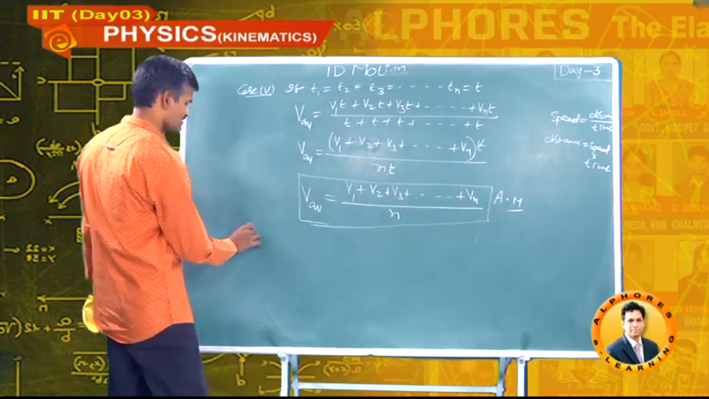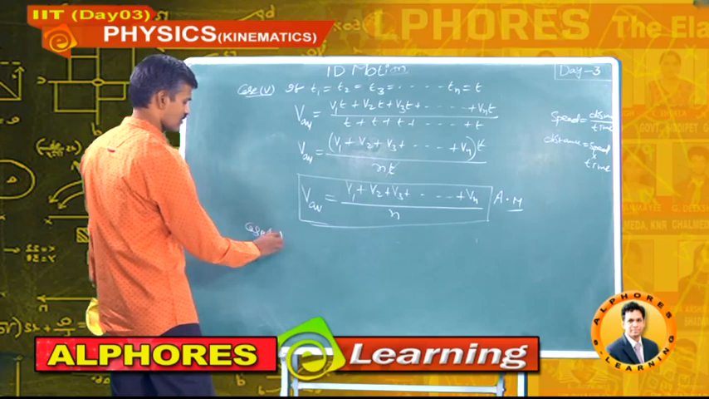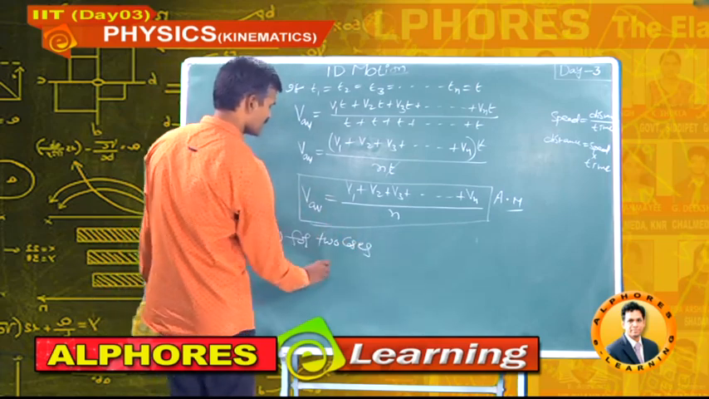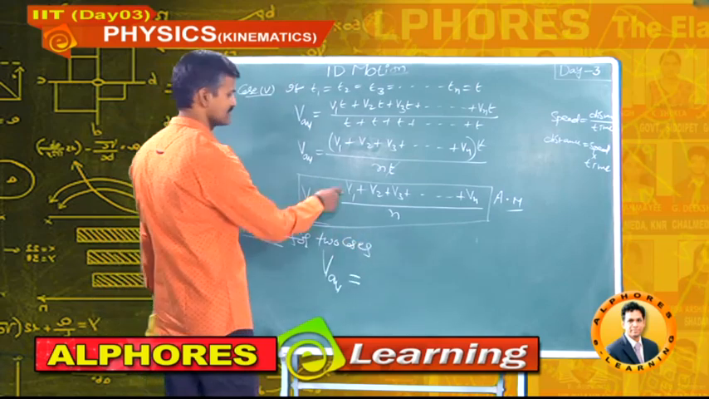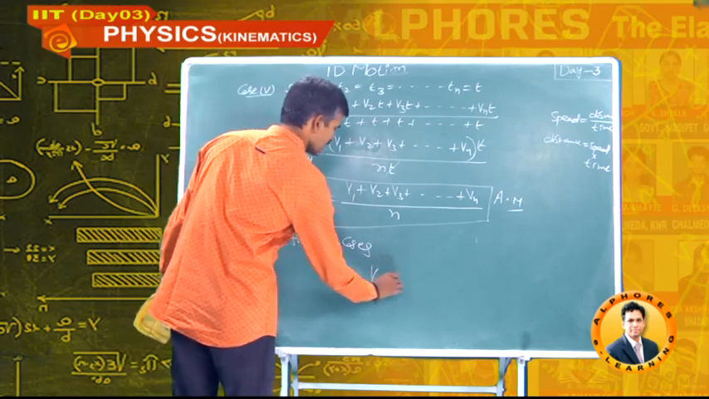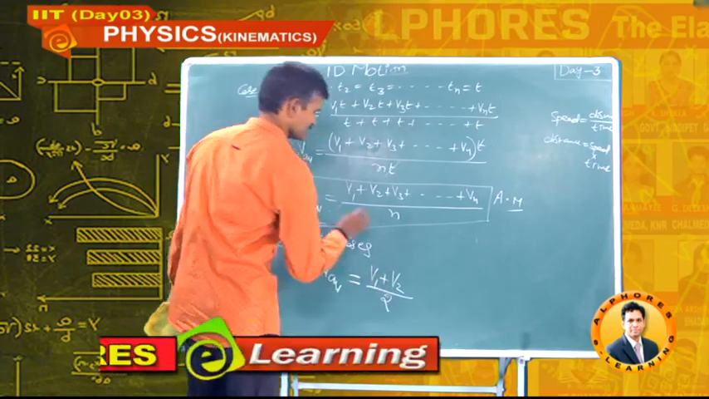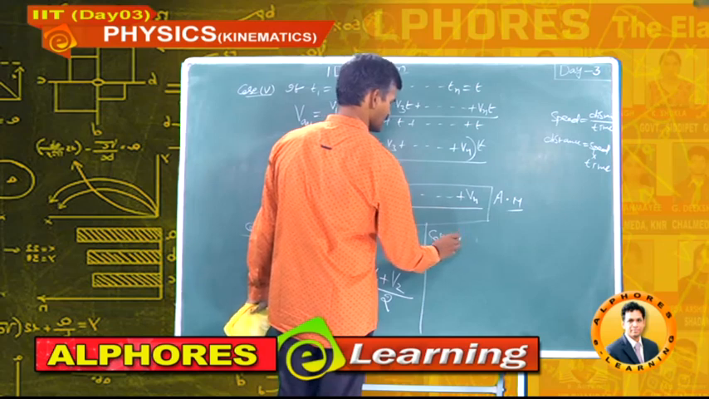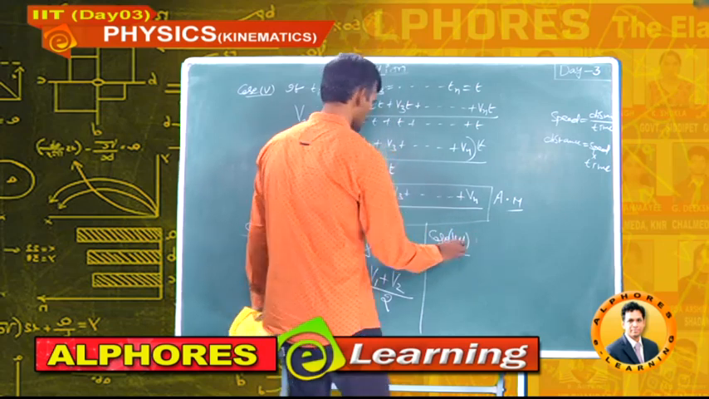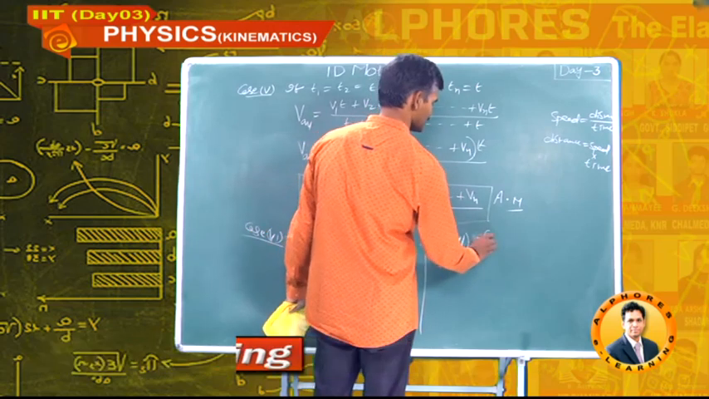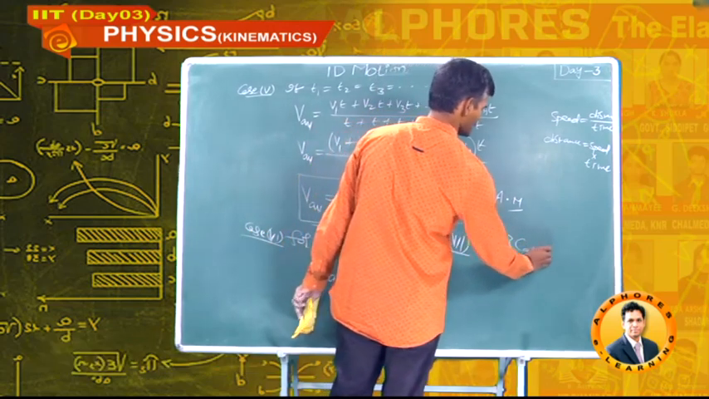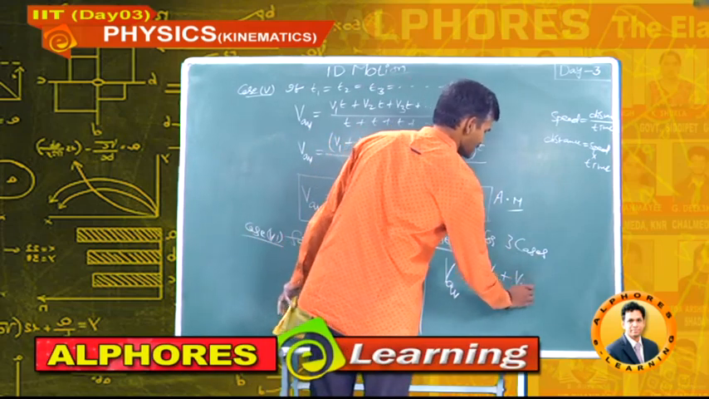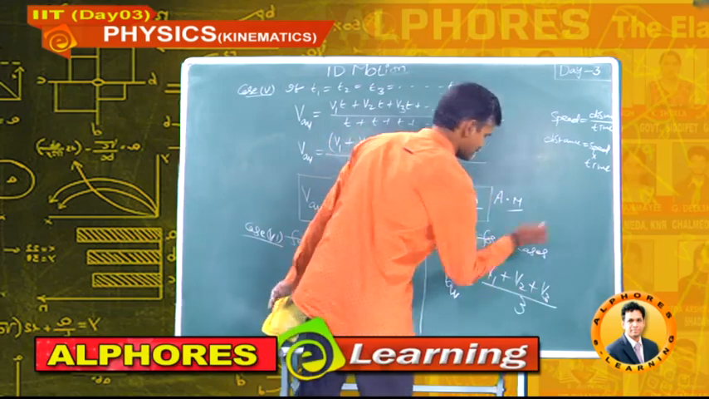If you consider case 6, only 2 cases, for 2 cases we can write V average as (V1 + V2) by 2. Next, case 7, if we consider 3 cases, this V average can be written as (V1 + V2 + V3) by 3.